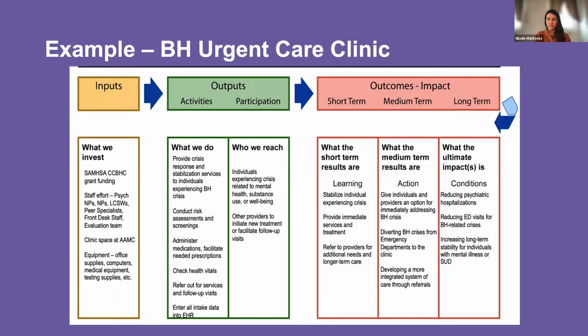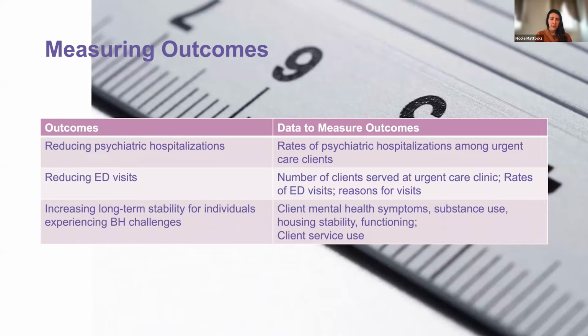So using the example of the behavioral health urgent care, we came up with a number of outcomes that we expect to see. So things that we expect to change and improve ultimately from the results of clients or individuals using the behavioral health urgent care. We expect to see a reduction in psychiatric hospitalizations, a reduction in emergency department visits, and we expect to see increased long-term stability for individuals experiencing behavioral health challenges.